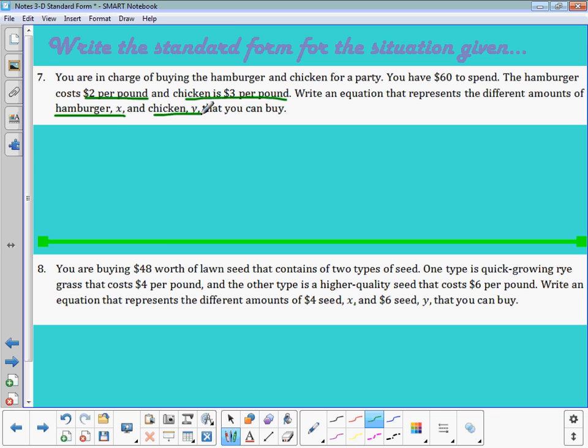Okay, so we only have $60 to spend. Well, you know what? We are hungry people. So we're going to assume that we're going to spend all $60. So for every X amount of hamburger I buy, I'm thinking to myself, okay, how much is that going to cost me? So I know I'm buying hamburger, and then I look at the cost. Okay, that's $2 per pound. So for every X pound of hamburger, it's $2.